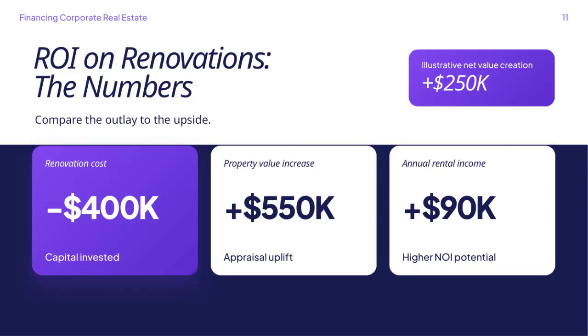Here, we're looking at the financial impact of investing in property renovations. The initial outlay or renovation cost is about $400,000. This amount is essentially the capital we've put into upgrading the property. In return, we see a significant increase in the property's value, about $550,000, which represents the appraisal uplift after the renovations. Additionally, the annual rental income increases by $90,000, boosting the net operating income potential. When we compare these numbers, the illustrative net value creation comes to approximately $250,000.